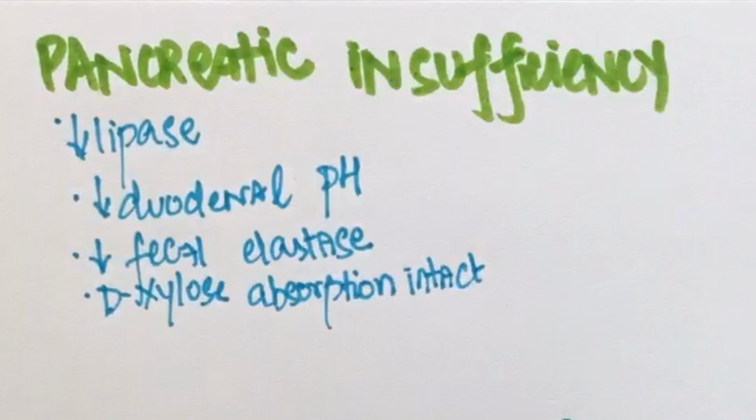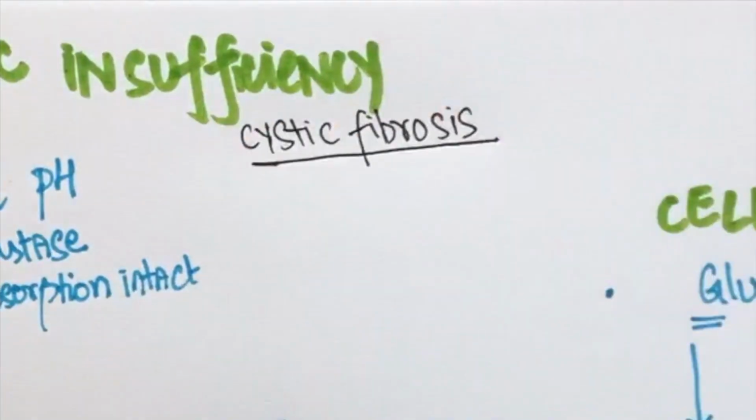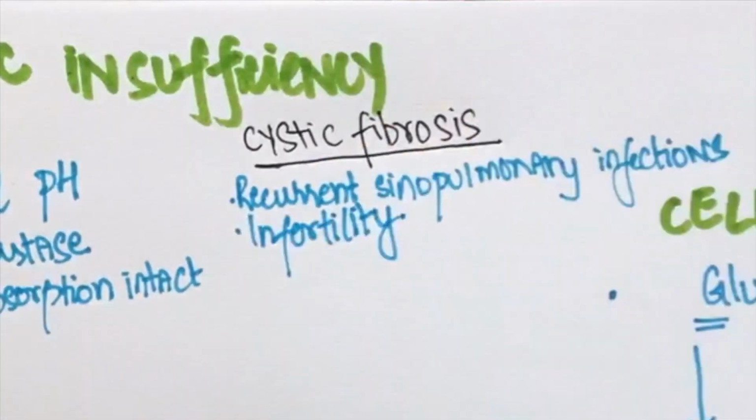Pancreatic insufficiency is majorly seen in chronic alcoholics. Patients with cystic fibrosis can also have pancreatic insufficiency. Clues like recurrent sinopulmonary infections and infertility in men will help you spot this on a vignette.